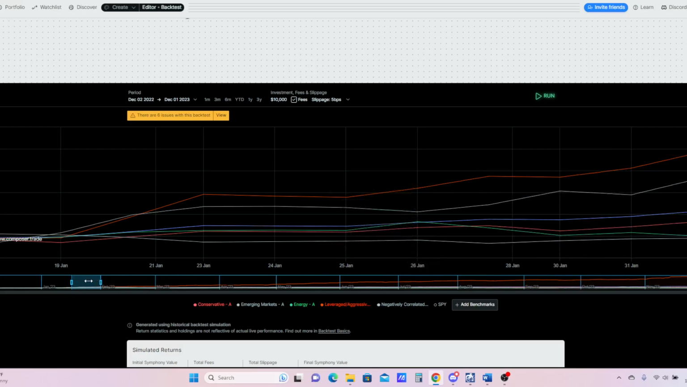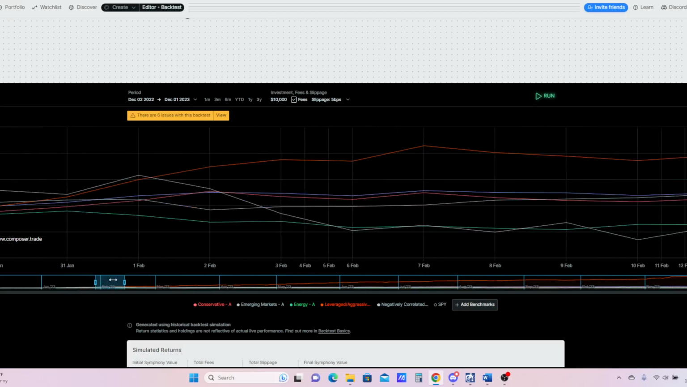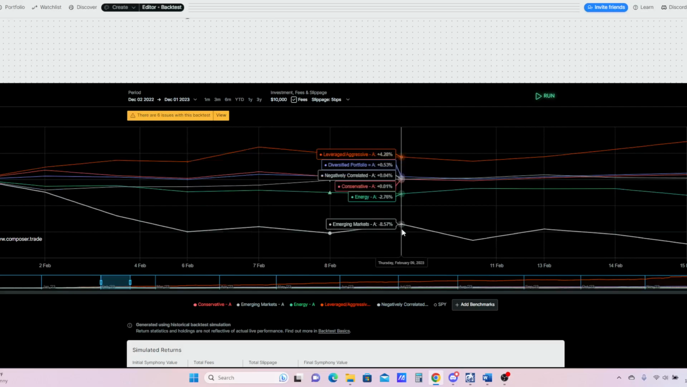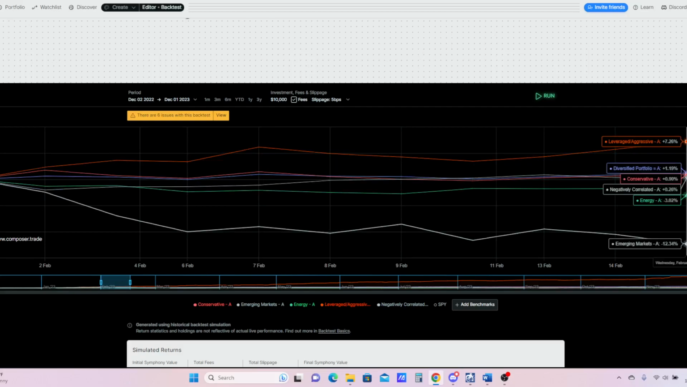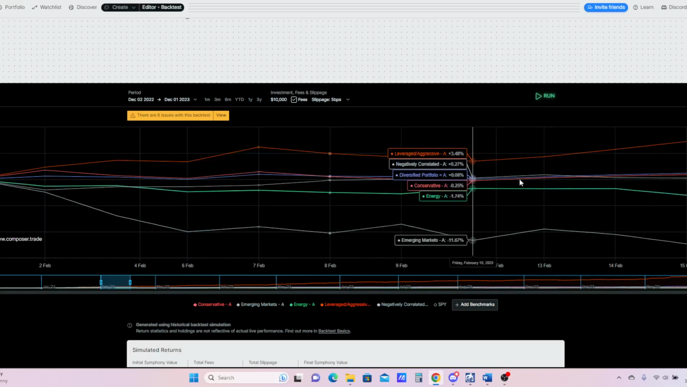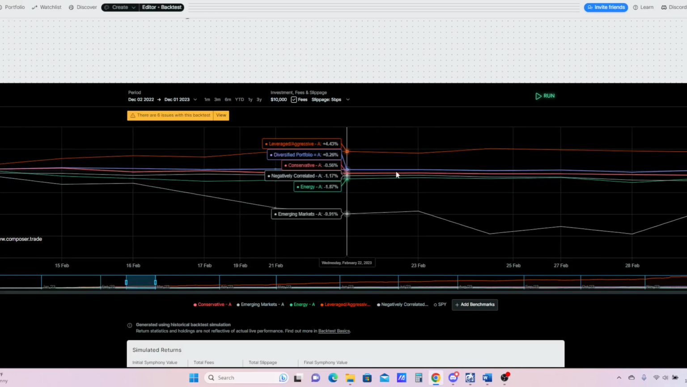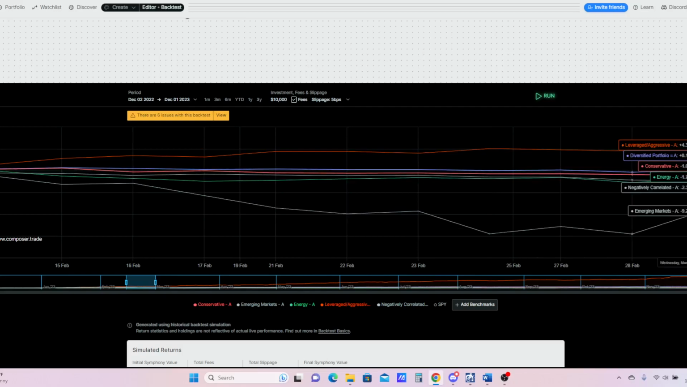It's a good idea to scroll along and just see, because like emerging markets, this one is just getting totally wrecked. But then you have your leveraged, which is up 7, and your other ones are kind of flat. Energy's a little bit down. And then the overall portfolio is still up. So that's the whole point of being diversified. It basically just spreads out your risk.